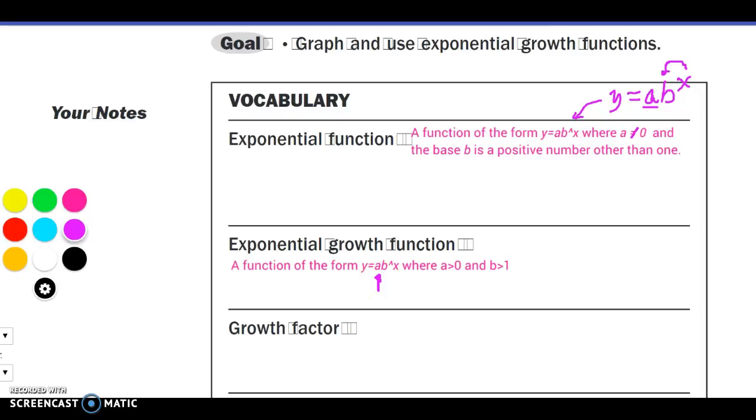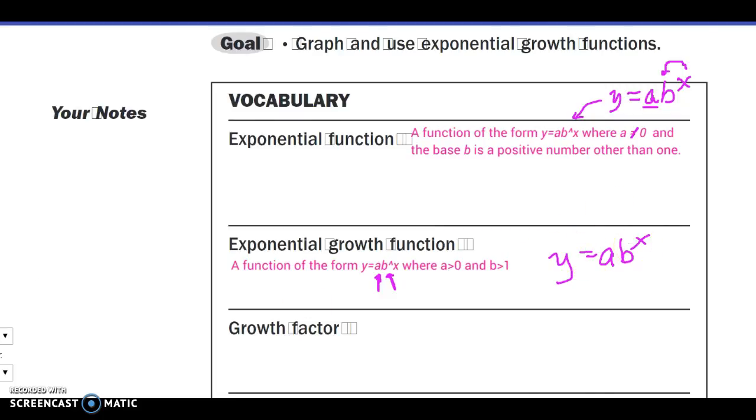B can be a fraction. So we're saying b has to be greater than 1, not just positive, but for exponential growth, a is going to be positive and b is going to be positive. So when both of those are positive, we have exponential growth. And again, we're looking at the function as y equals ab to the x power. So again, you might want to pause to write that down.